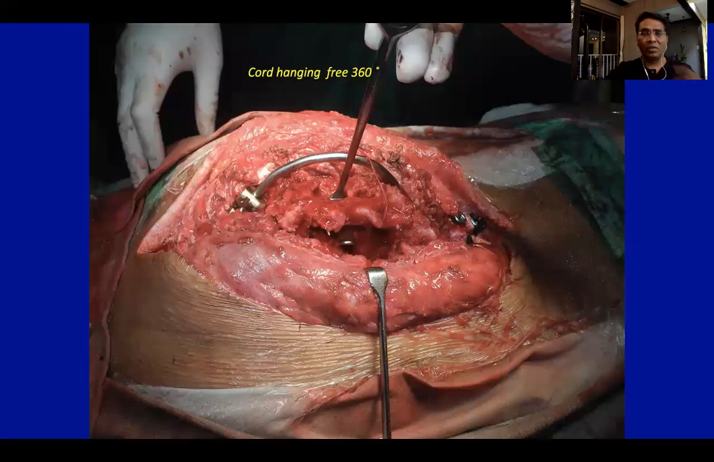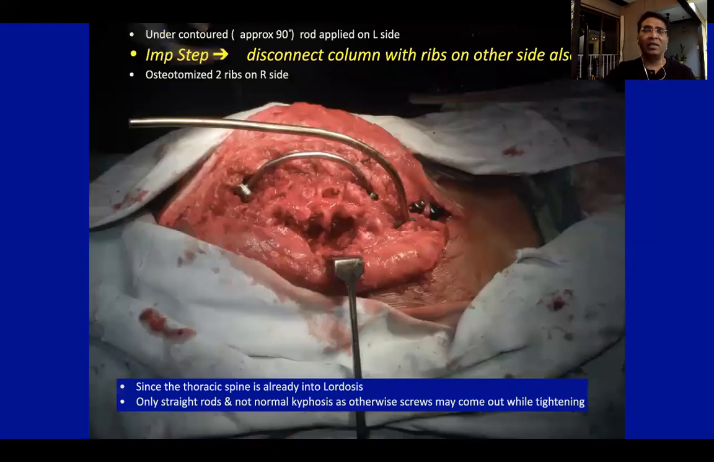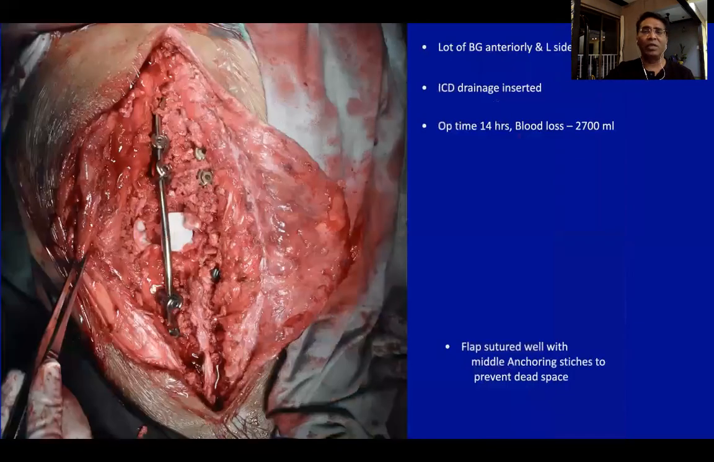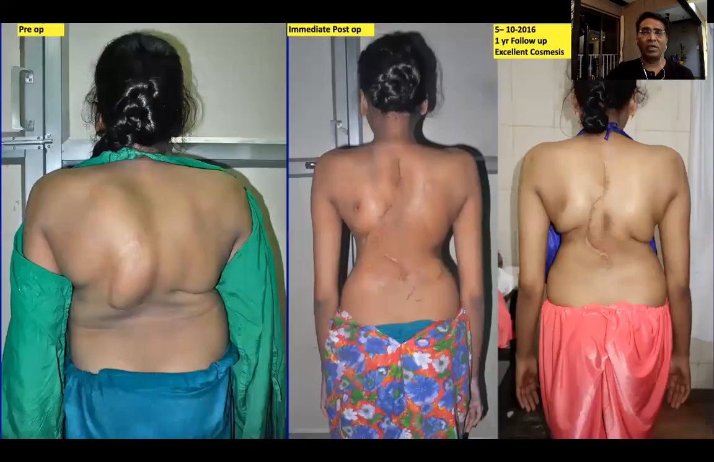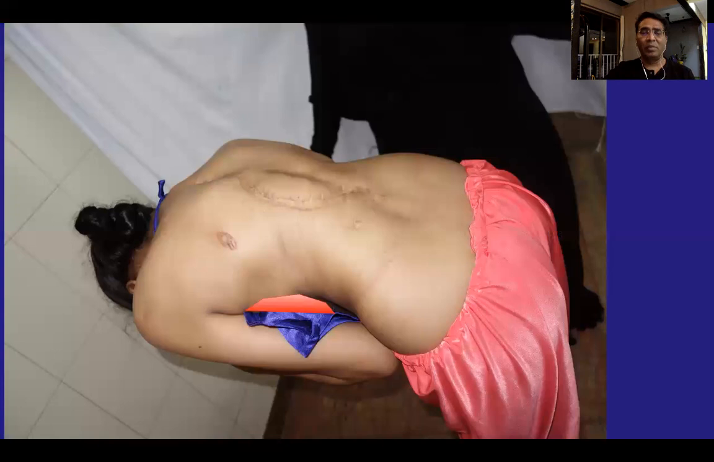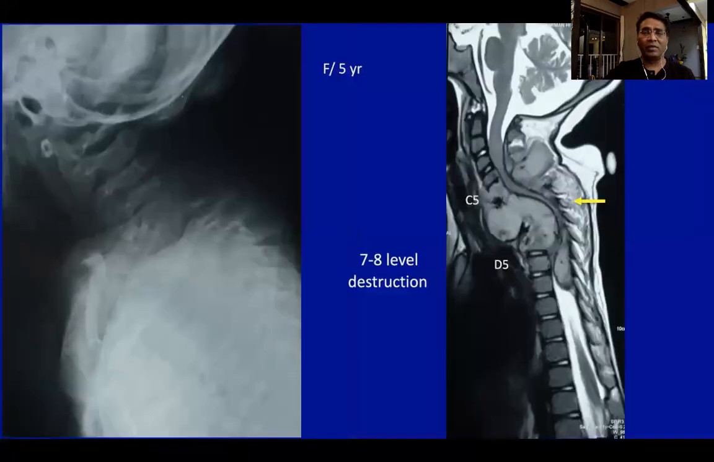So here you can see the cord is completely free, and then the under contoured rod is applied and it is gradually corrected over a cage. So that was from 160 to 50 degrees, and that was her cosmetic correction. But my request and my teaching is that it should not progress to this level. This was the final result. Okay, so even in this extreme 7 to 8 level destruction from C5 to D5 in a small child, if you don't understand what to do, do something like what we did.